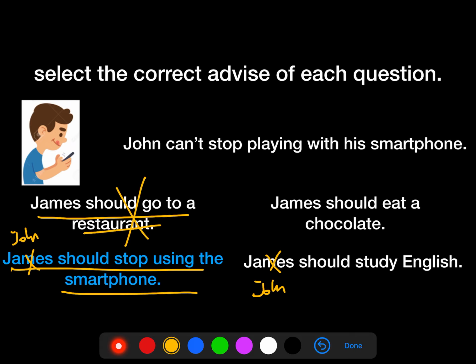James should eat a chocolate. No, he wants to stop playing with a smartphone. Eating a chocolate doesn't make any sense. James should study English. No, he wants to stop playing with a smartphone. Then study English is not a good answer. The answer is James should stop using the smartphone. This is the correct advice for John. John should stop using the smartphone.